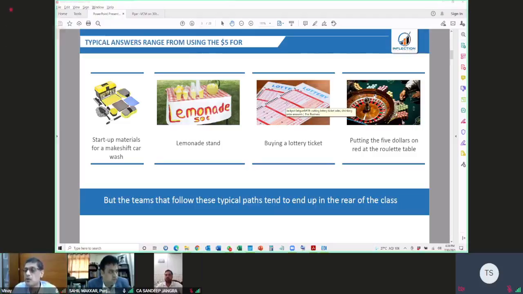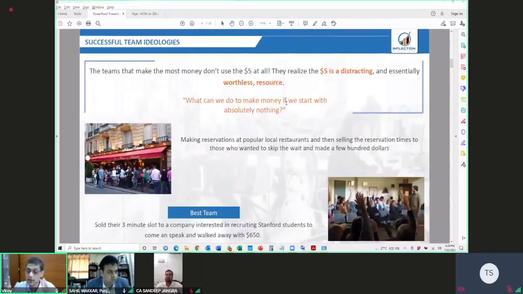Now, this is how most people think about multiplying their money. But that's not how founders think. The way founders think is very different. For them, the resource is not just $5. The resources are $5 plus the 2 hours they've got, plus another 3 minutes they've got. Some of the teams will go and book restaurants, and then give the bookings to somebody who wants to jump the queue. Other people may want to serve something else and use their energy and their ability to solve problems for others. But the best teams use all three resources.